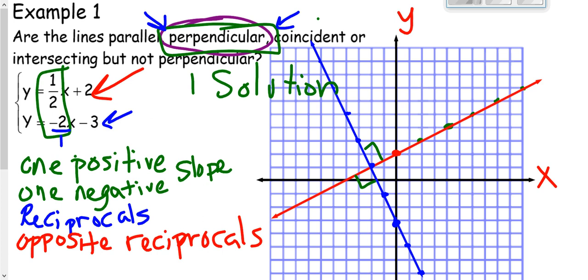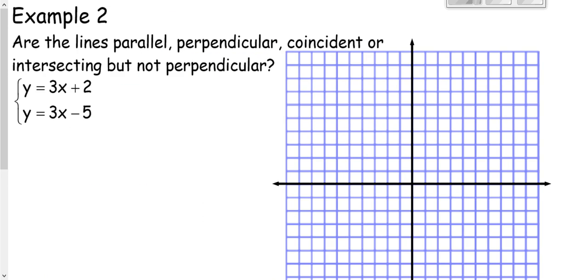You can't just have reciprocals, 1/2 and positive 2. You can't just have a positive 2 and a negative 2. It has to have both, the opposite and the reciprocal part, in order to be a perpendicular line. So let's go look at another example. If we look at example 2, let's start by graphing these.